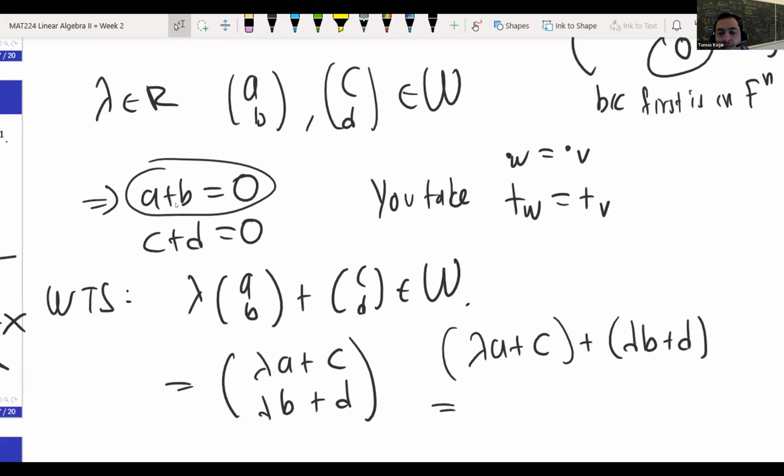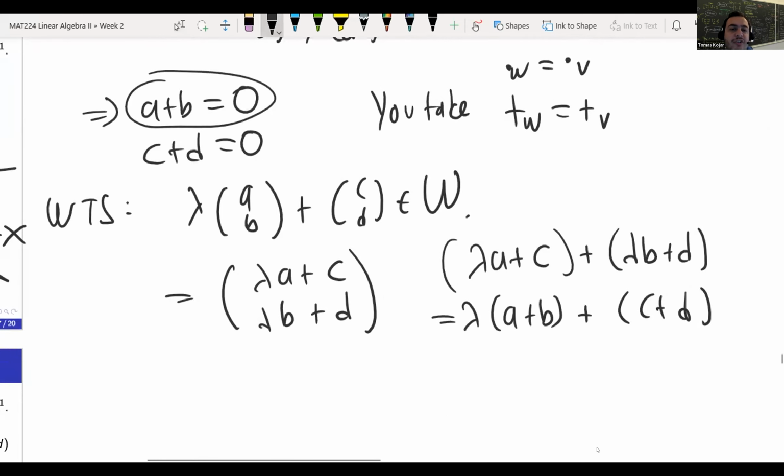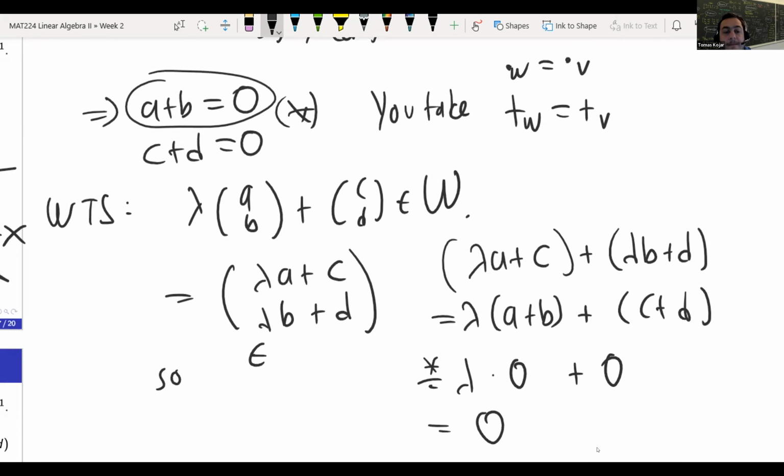And then you rewrite them. So you have lambda A plus B and then C plus D. Okay. But we know from star, let me call this star, that each of them is 0. So the whole thing is 0. So they are in W. Is that okay? It's really that simple. So try to get practice with this.